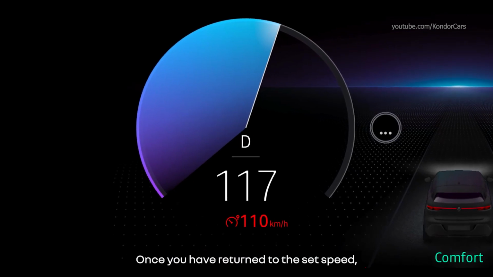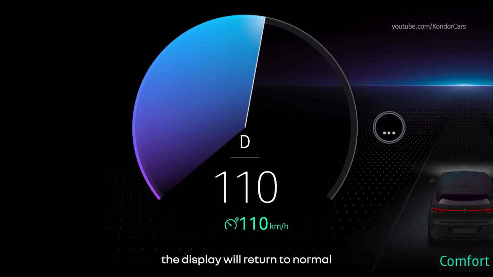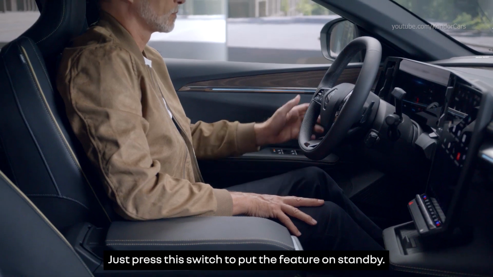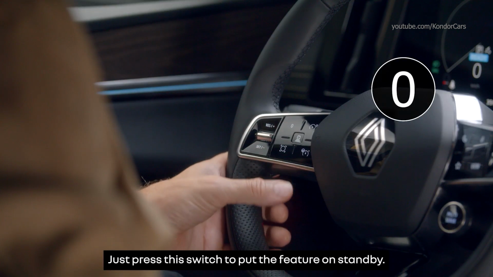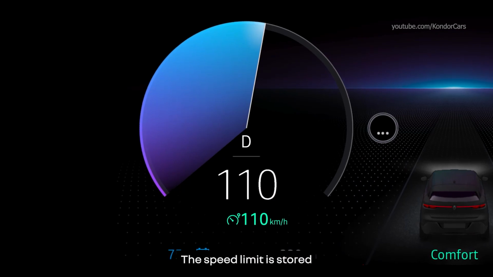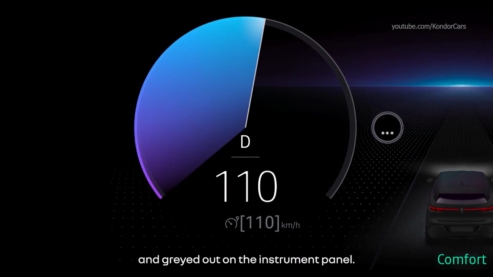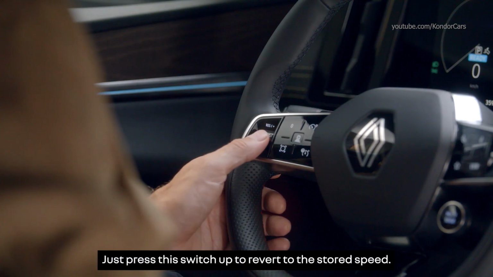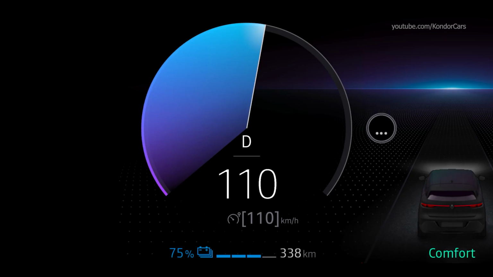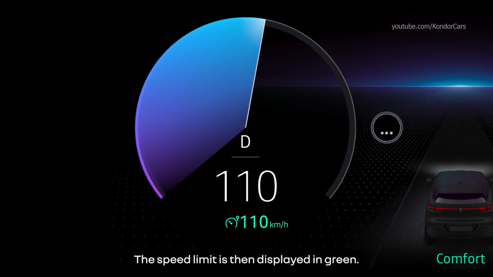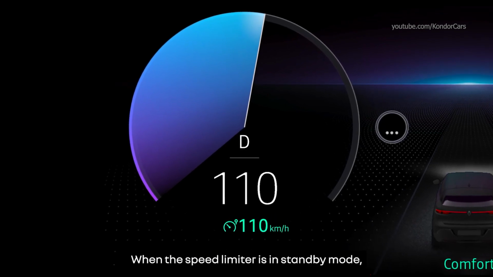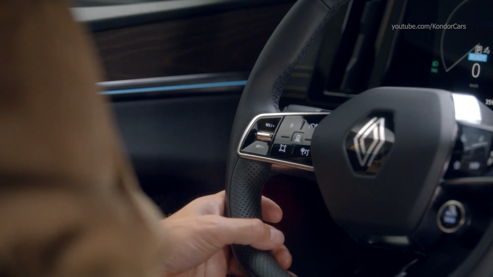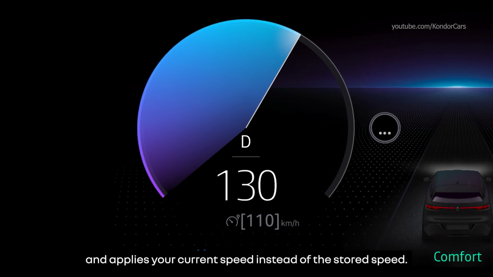Once you've returned to the set speed, the display will return to normal and the speed limiter will resume its role. Just press this switch to put the feature on standby. The speed limit is stored and grayed out on the instrument panel. Just press this switch up to revert to the stored speed. The speed limit is then displayed in green. When the speed limiter is in standby mode, pressing this switch down restarts it and applies your current speed instead of the stored speed.